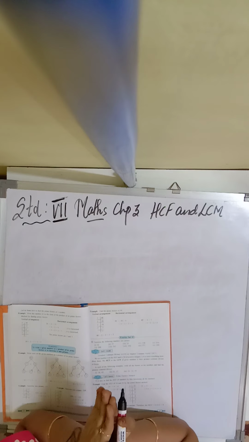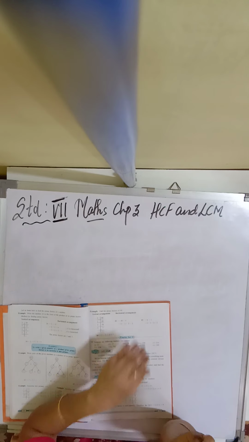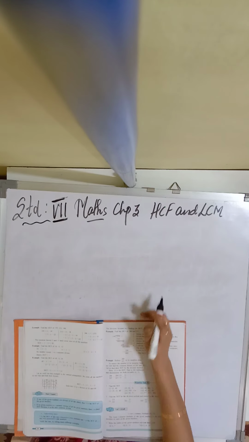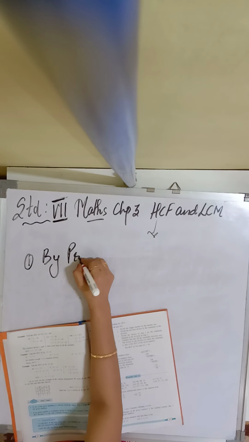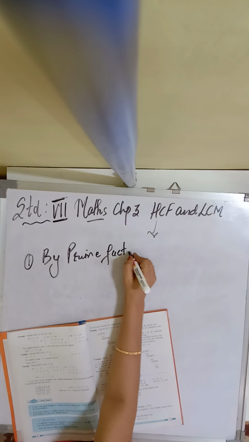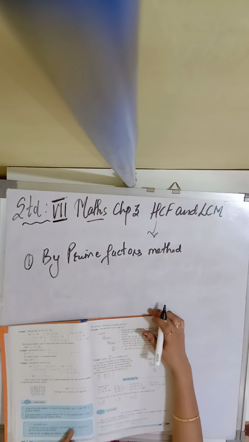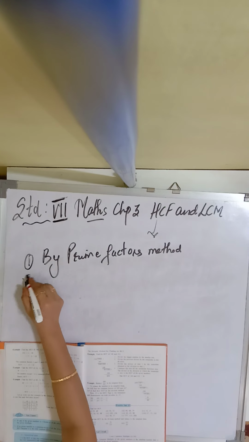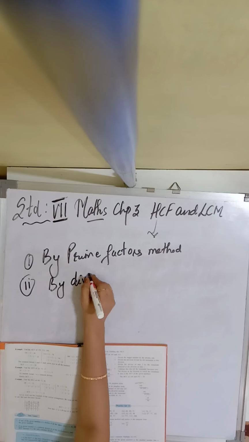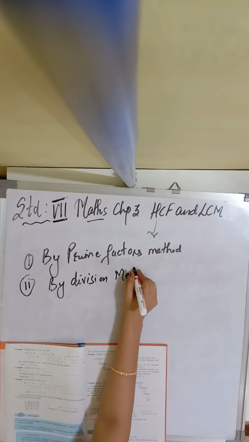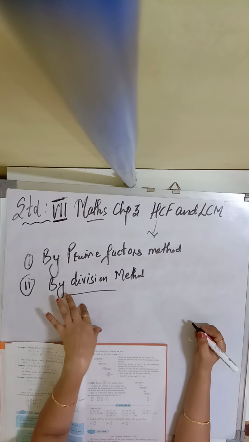So what you have learned in the previous video is called the prime factors method to find HCF. That means you can find HCF in two ways: by the prime factors method, which we have already learned in the previous video, and now the second method, called the division method. Okay, the second method is your division method. So you can find the HCF of the given numbers by the division method.